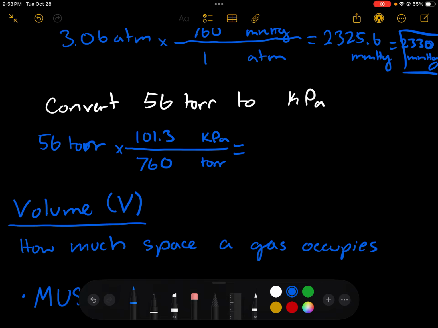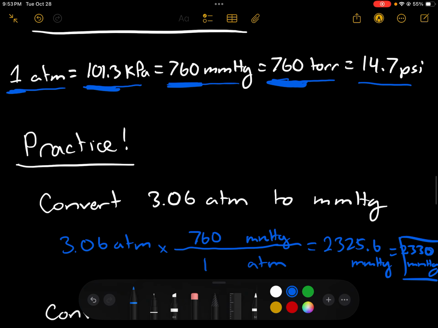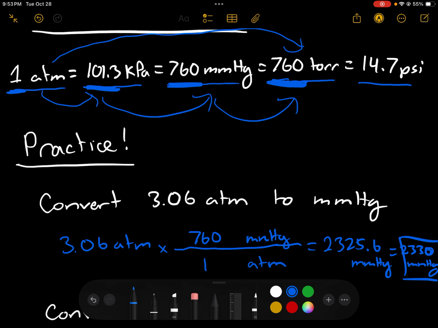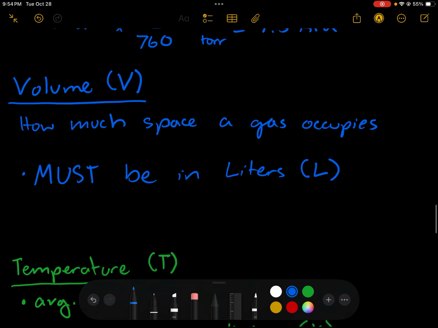And that is going to give me 7.5 kilopascals. Now, one thing that I always see people doing that is incorrect is people think that if I'm in atmospheres, I have to convert to kilopascals, to convert to millimeters of mercury, to convert to torr, but you do not have to do that. You can literally go straight from atmospheres to torr because every single one of these numbers equals every single one of those numbers. You do not have to do a 5-step calculation to get from one to another, and that's the most common error that I see.